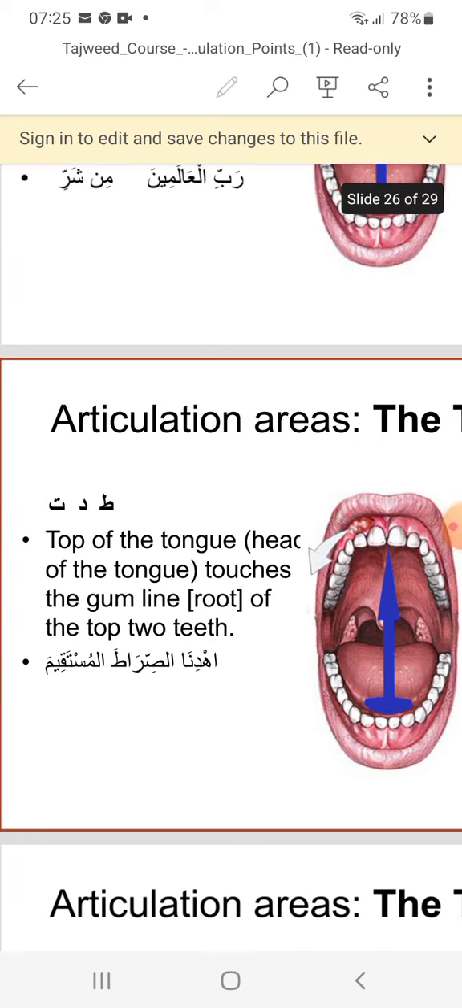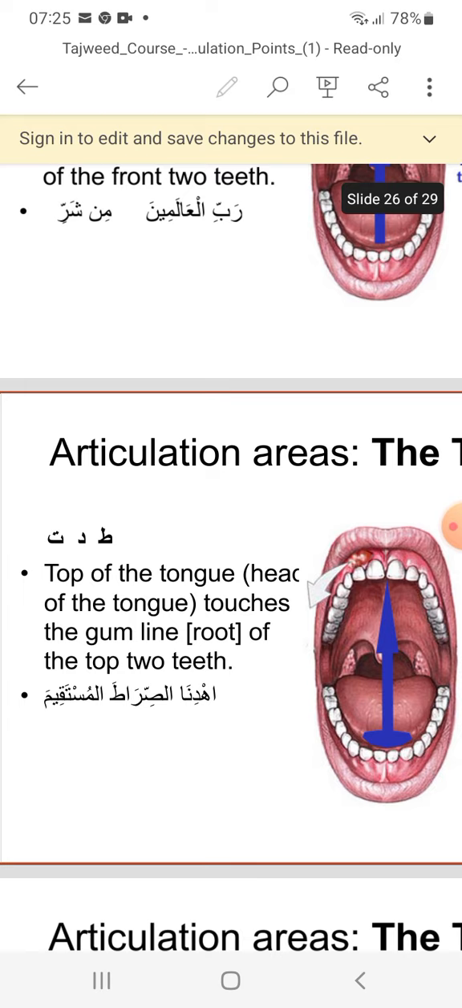And you have to keep, for sure, the ta light. Don't say أفتطمعون, it should be أفتطمعون. Also take care if it is followed by another ta or dal, so it will be merged into it.